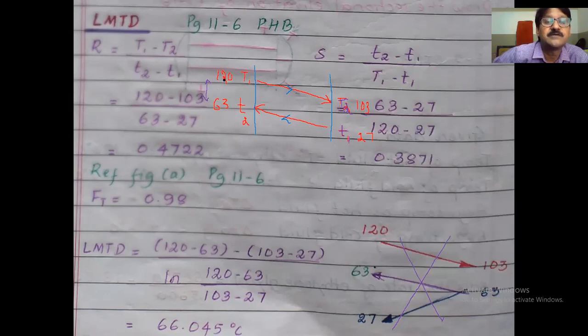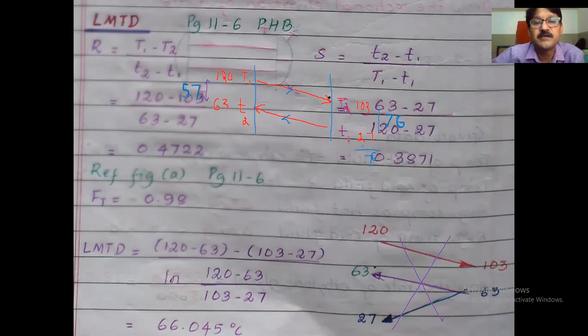You calculate 120 minus 63, it is 57. Is it 57? You're right, 57, right? And I think 103 minus 27 is 76. Is it right? You write like this. This is 57. Please answer, no?